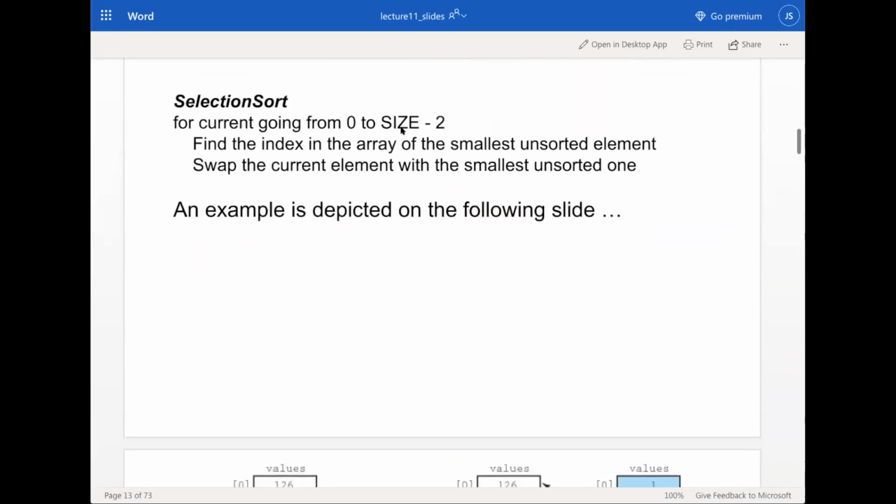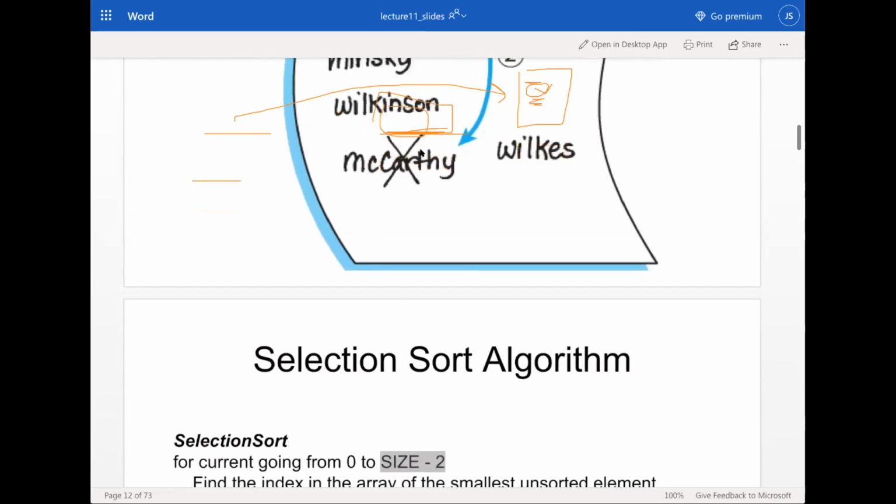It's from current going to size minus 2. Array indexing starts with 0. So your very last element is size minus 1. Let's say if you're here. So the current is basically all the way through size minus 2. So there is a size minus 1 element, but the very last one that you have to look at is size minus 2. You're doing pairwise comparisons there. Across the entire list of elements, you do a swap, swapping the smallest one against the current.